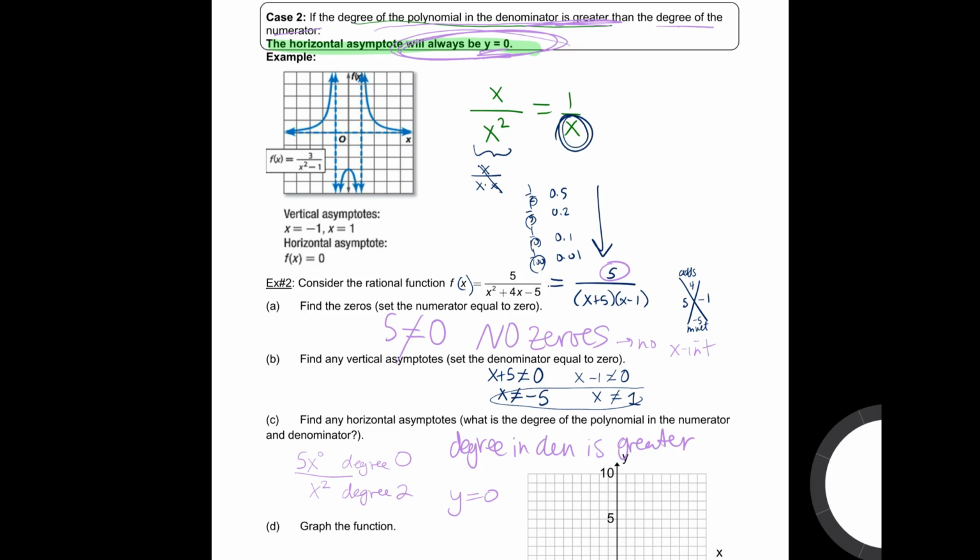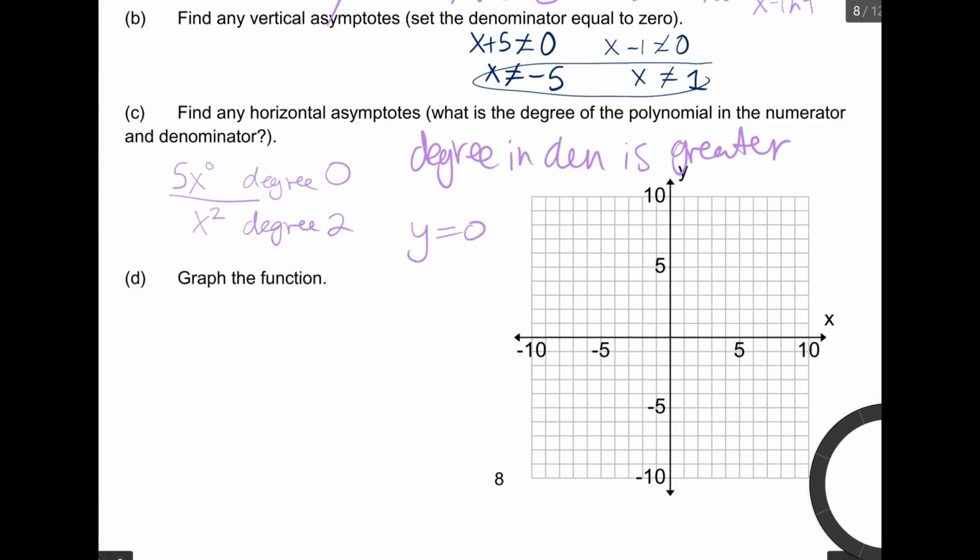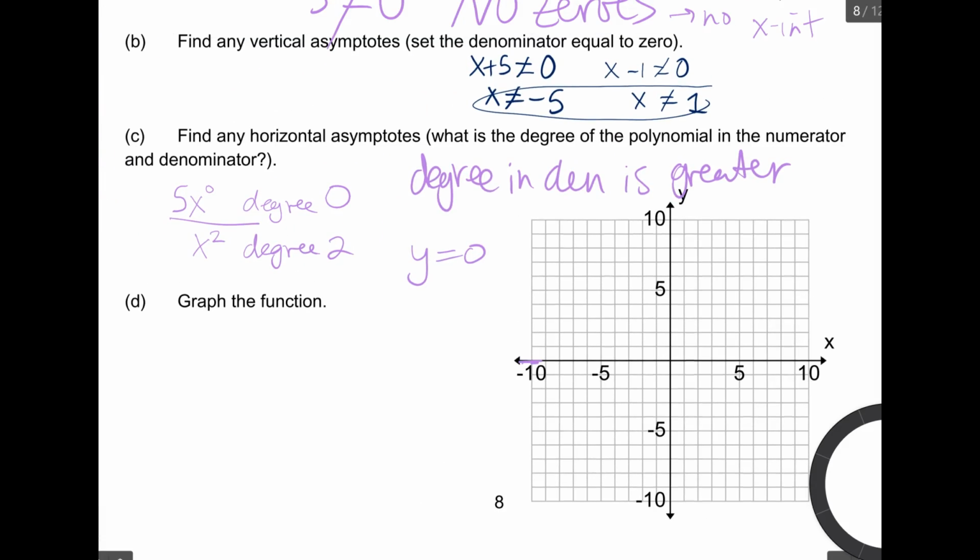Notice that there's no x on top. I literally have 5 by itself. Even if I had like 5x, the degree in the bottom is bigger. If you have a higher degree in the denominator, your horizontal asymptote will be y equals 0. So when I go to graph this, I'm going to do a line at y equals 0. I have a horizontal asymptote there.